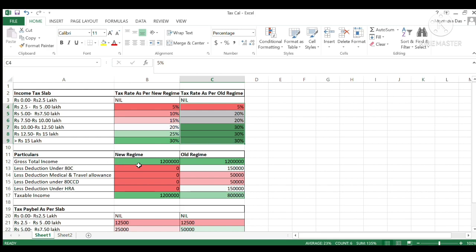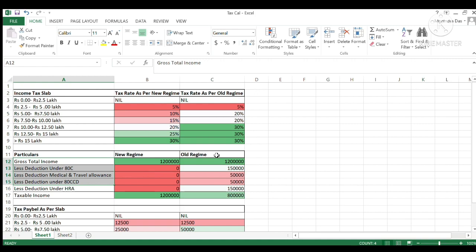Let's take that your CTC is 12 lakh and see how your taxable income will be under the new tax regime and the old tax regime. In the new tax regime, your gross total income is your taxable income, since you are not eligible to take any of the deductions and exemptions.